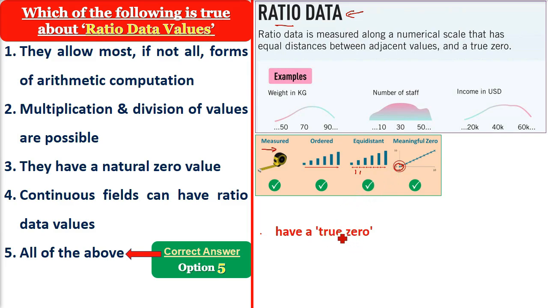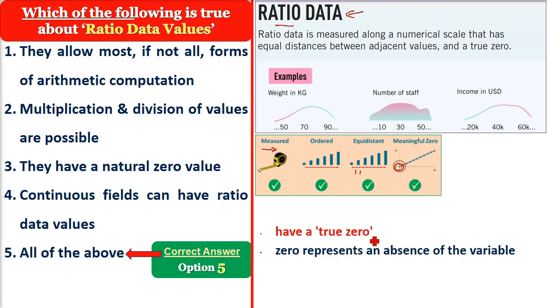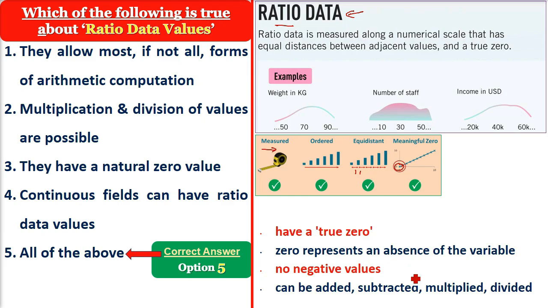So ratio data has a true zero. The zero represents an absence of the variable. Since we're talking about 0 and above, there will be no negative values in ratio data or the ratio scale of measurement. And here addition, subtraction, multiplication, and division are all possible.